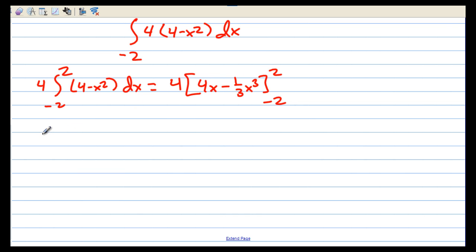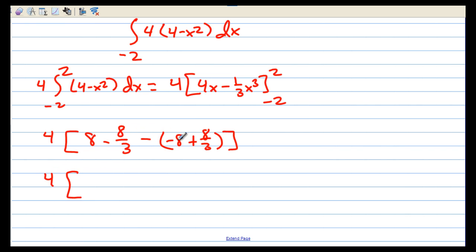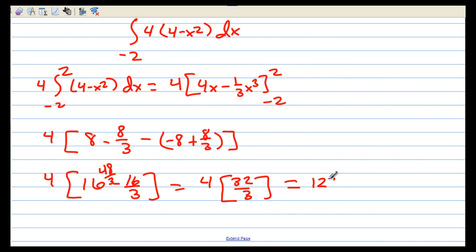So if we plug 2 in, let's see, we get 4 times, that's 8 minus 8/3, minus, I plug a -2 in there, I get -8, and then plus 8/3. So we have 4 times 8 minus -8 is 16, and -8/3 minus 8/3 is -16/3. And 16 is 48/3, so we have 4 times 32/3, and 4 times 32 is 128. So we have 128/3. Now what do we find?